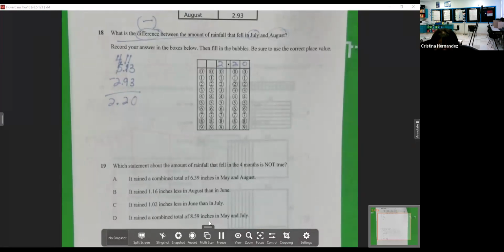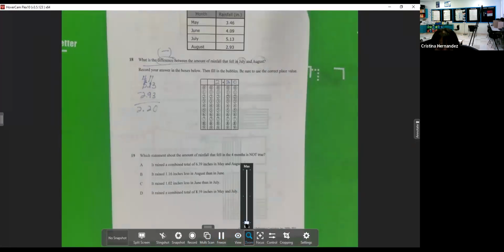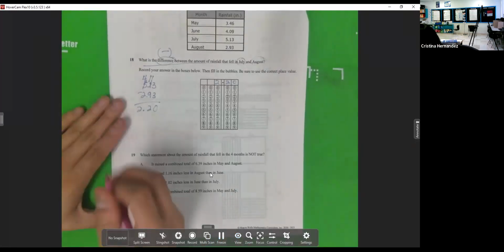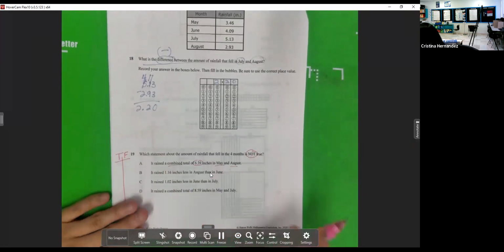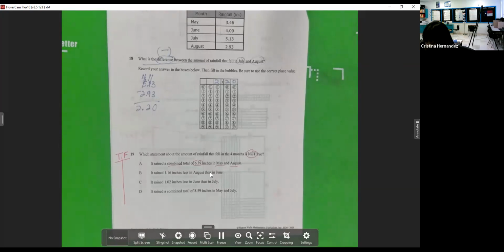This one's got a lot of work, and I bet you it's probably the last answer choice, because they want you to work out all this work. So we're using the table from up above to help us with number 19. Which one is not true? It says it rained a combined total of 6.39 inches in May and August. What does combined mean?